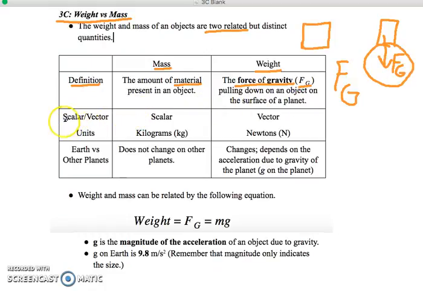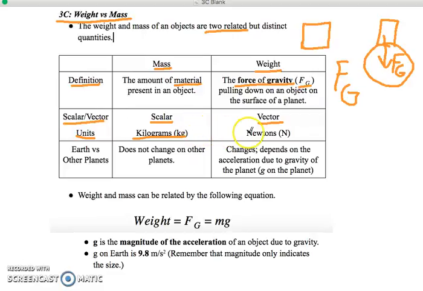So next thing is what's a scalar? What's a vector? Mass would be a scalar. Weight would be a vector. Because mass does not have a direction. You don't say 5 kilograms in a direction. It's just 5 kilograms. Weight does have a direction. As you saw right here, there's an arrow pointing down. In this case, because it's being pulled down by the planet, it's important that it has a direction because it is a force.